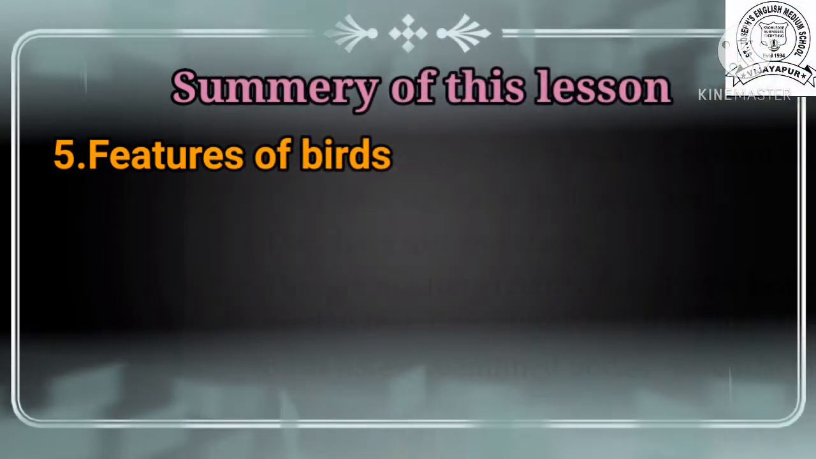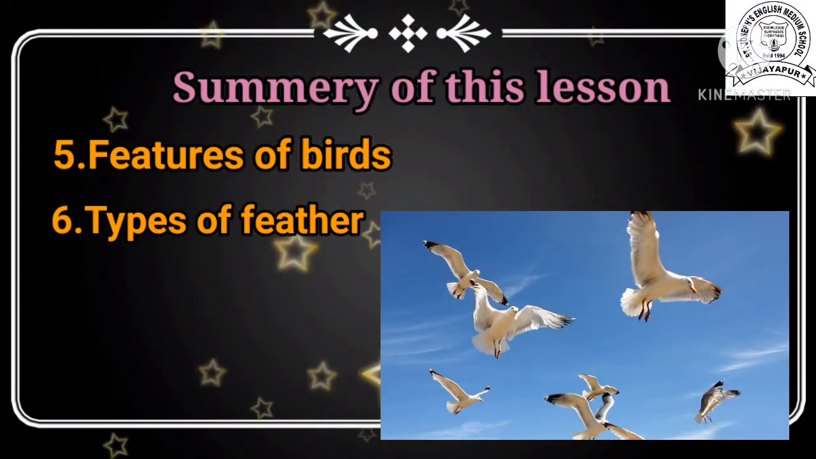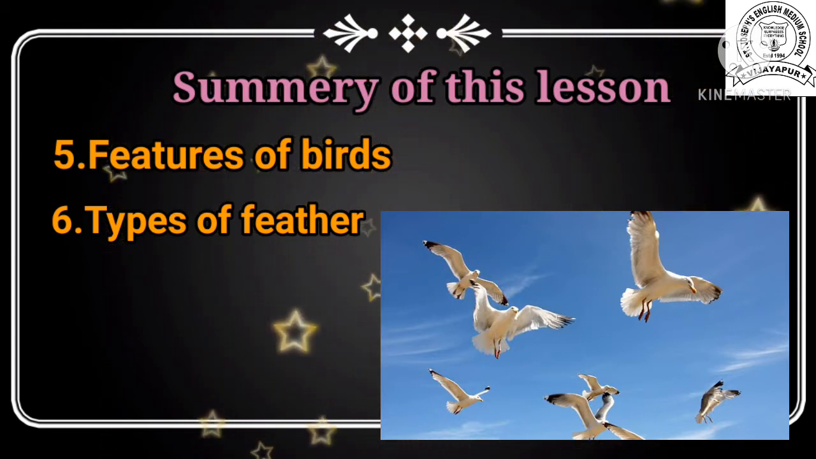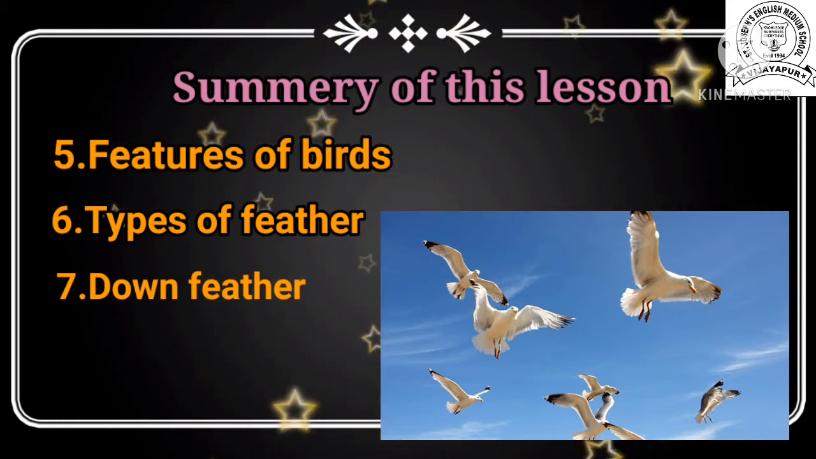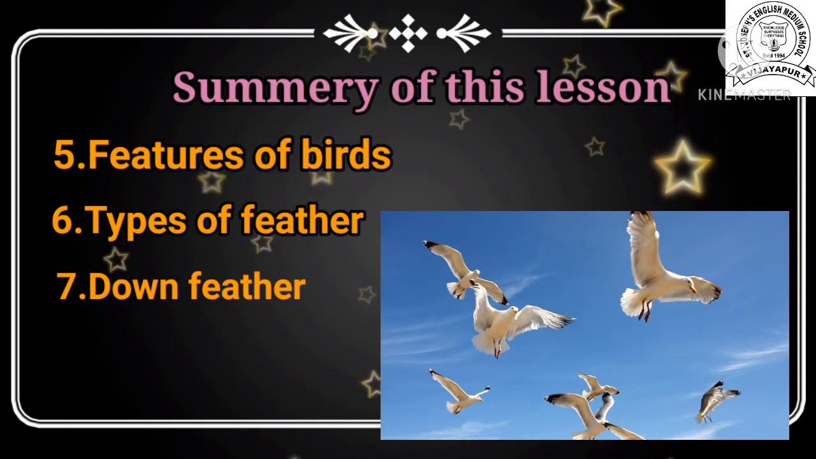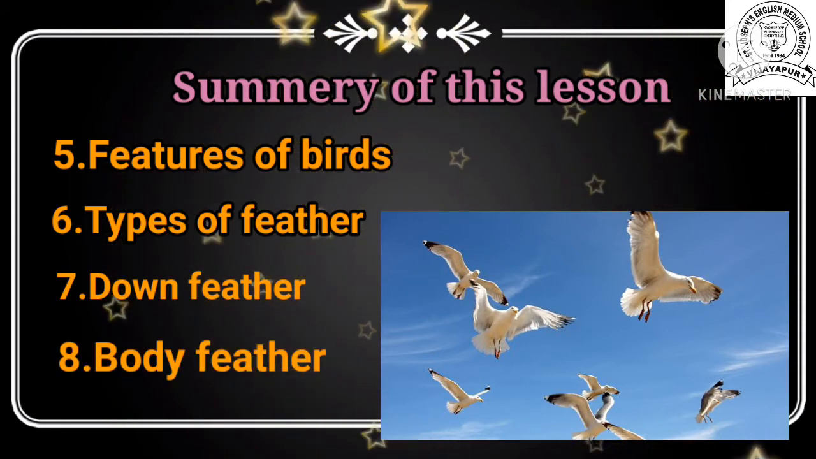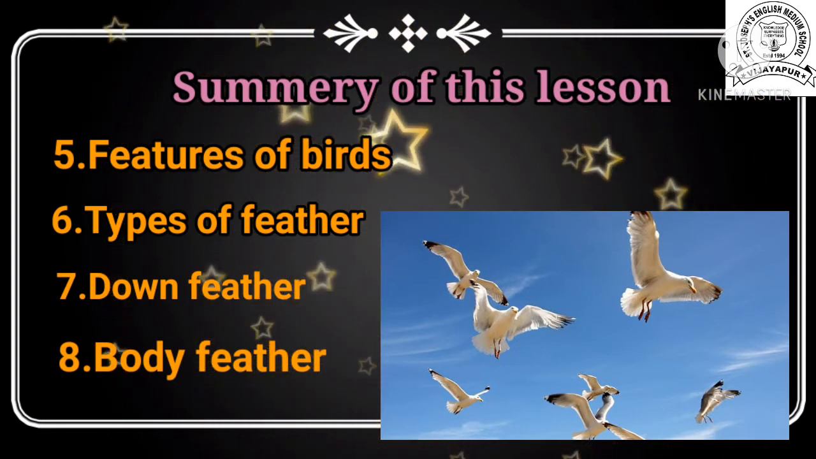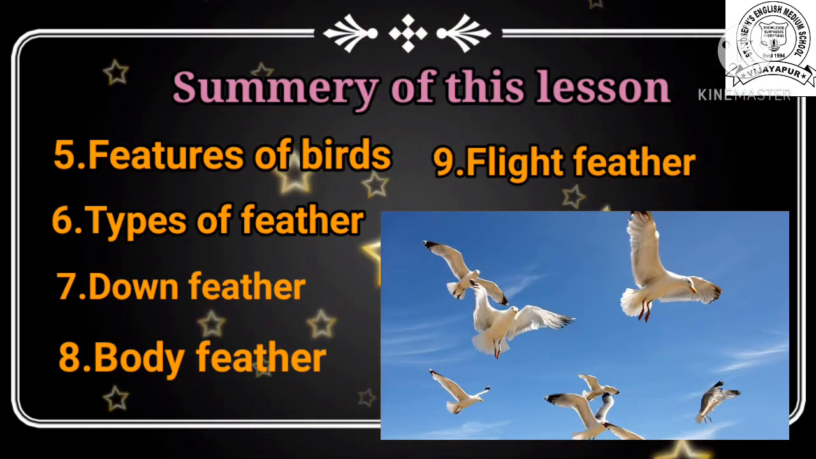Then we discussed the types of feathers. Feathers means what? The soft part of the bird's body. And there are 4 types of feather. The first one is the down feather. Down feather keeps the bird's body warm. And the next one is the body feather. Body feather means contour feather. And the next one is the flight feather.